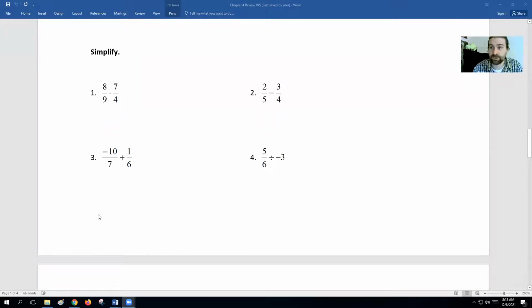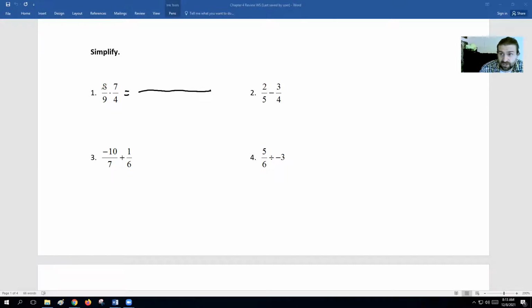Okay. Next, let's simplify. We're going to just do normal fractions here. We're going to add, subtract, multiply, and divide, and just kind of mix them up. All right, so if we're multiplying fractions here, let's break them down to their primes. And we're going to just put the tops all together and then the bottoms all together.